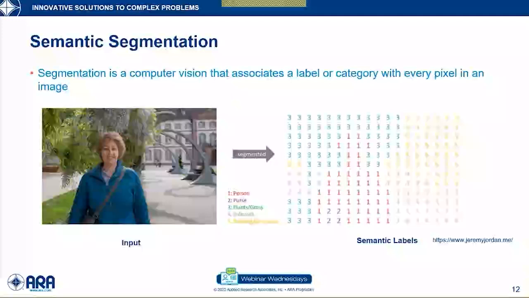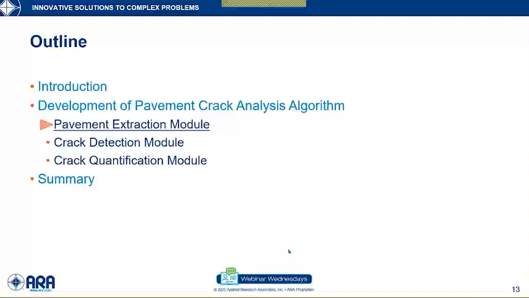And to generate the final segmented image, which is usually called the mask image, the highest probability value from the corresponding channel at each pixel position is chosen and stored into the final output matrix. So as you can see, the left image is an input image, and on the right, the matrix is the corresponding mask image with labels of five classes. So now I move on to the first module, the pavement extraction module.